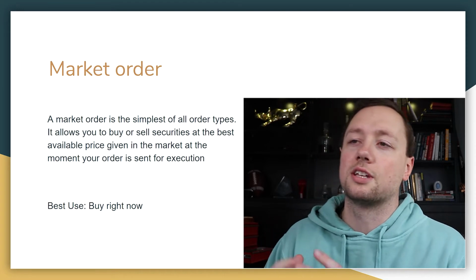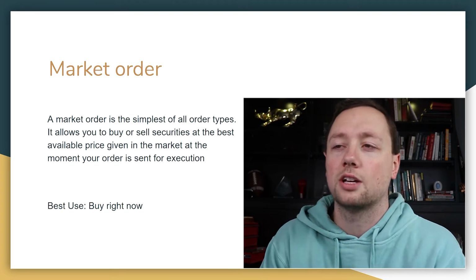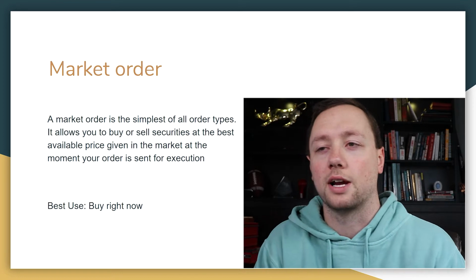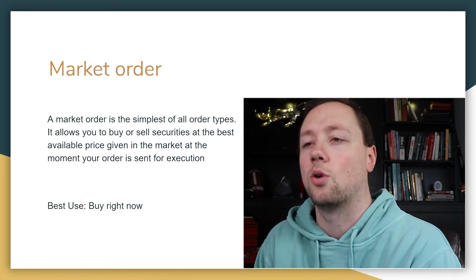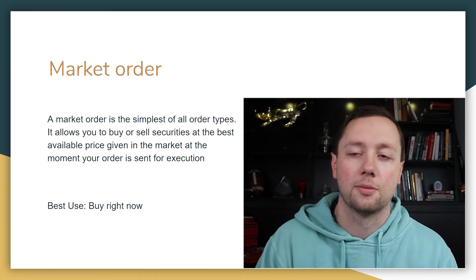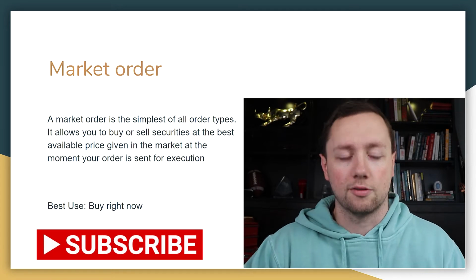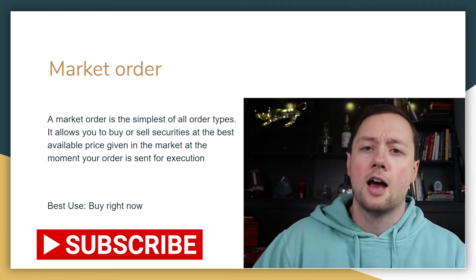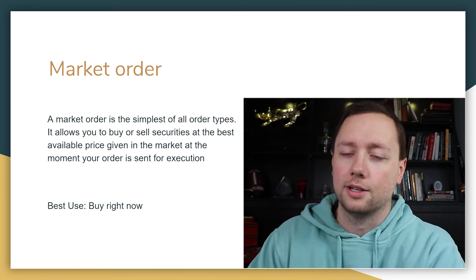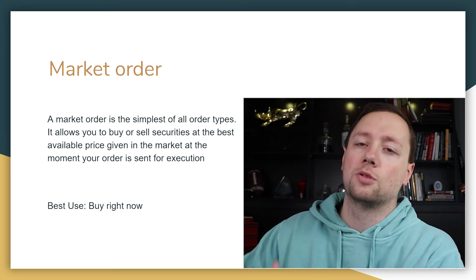A market order is the simplest of all order types. It allows you to buy or sell securities at the best available price given in the market at the moment your order is sent for execution. So the best use for this is to buy right now. So if you wanted to sit down at your computer and say, I want to buy Apple stock right now, I don't care what the price is, that is when you would place the market order.